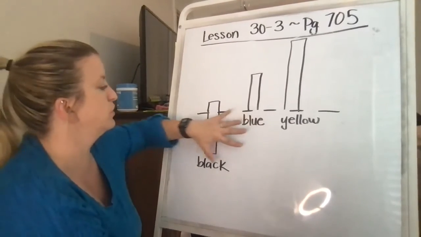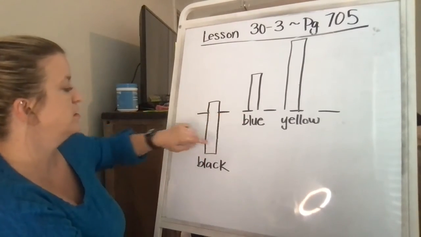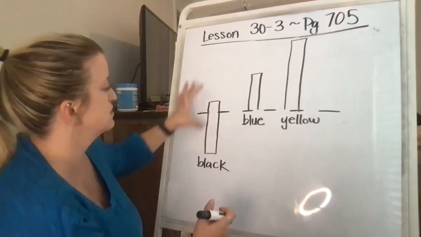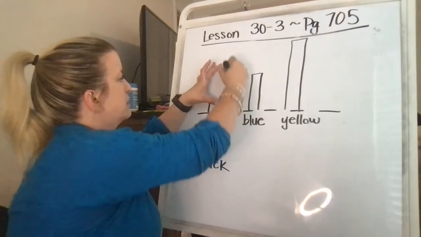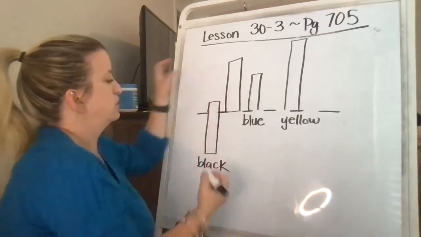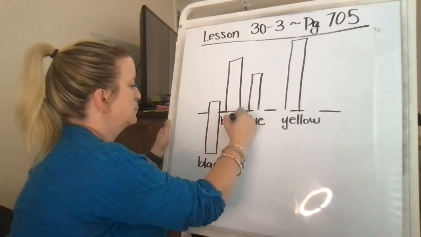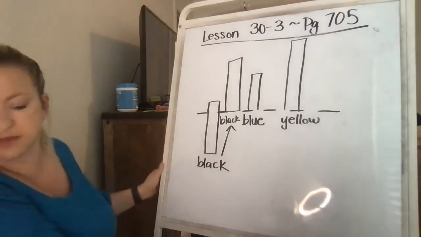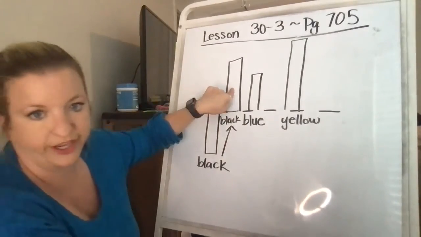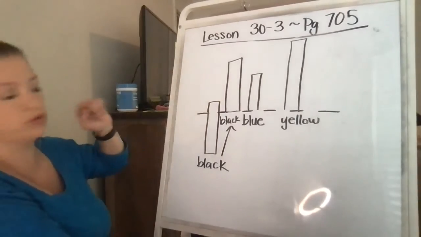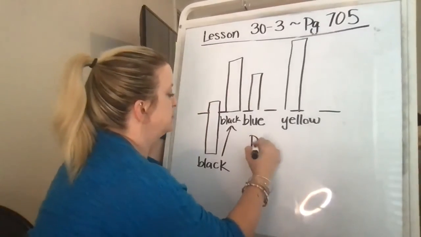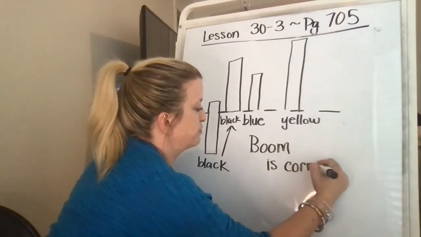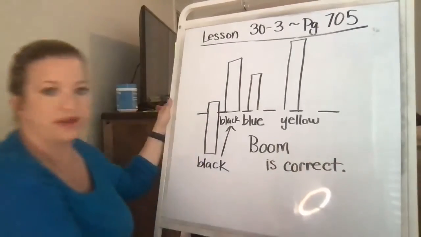Well, remember, if you don't look below this line, yeah, black would be the shortest, but they all have to start at the same point. So then I take this and I put it up here. And now look, this is the black. Buzz says the black ribbon is the shortest, and he's wrong. Boom says the blue ribbon is the shortest. So Boom is correct. Boom is correct.